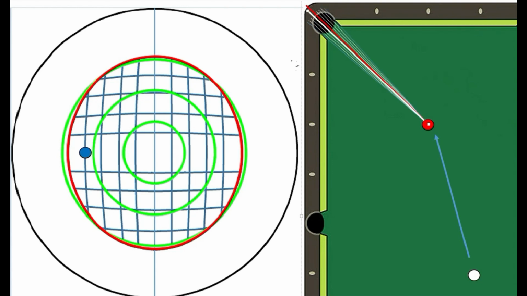From negative 100%, or 100% inside English, all the way to 100% outside English, the compensations would look like this.